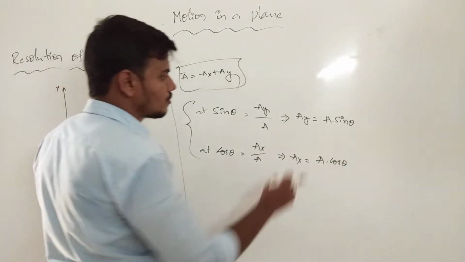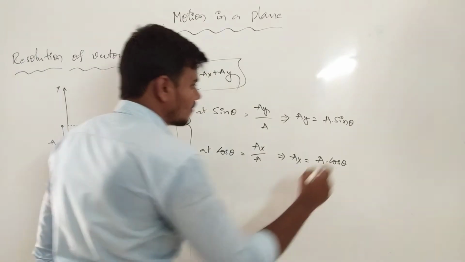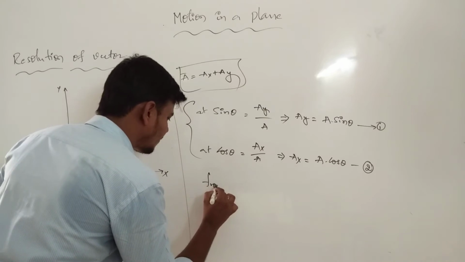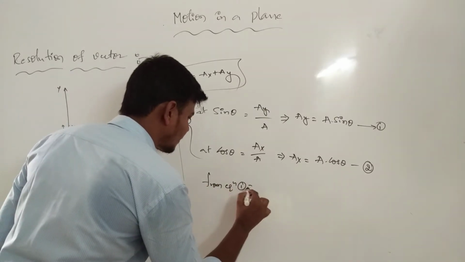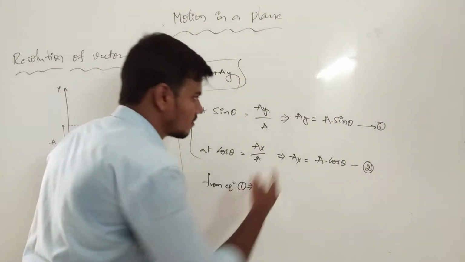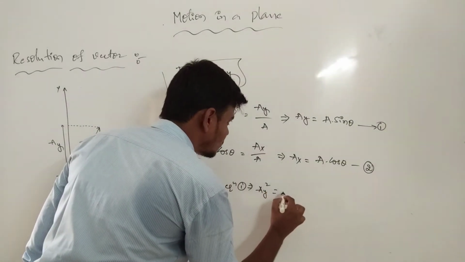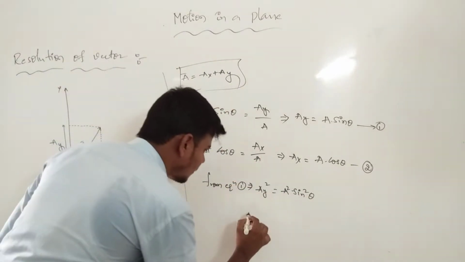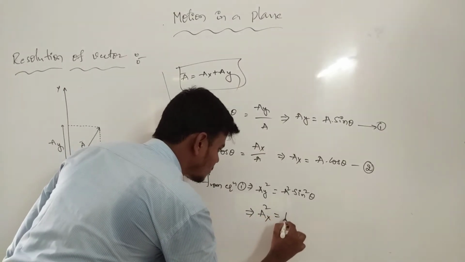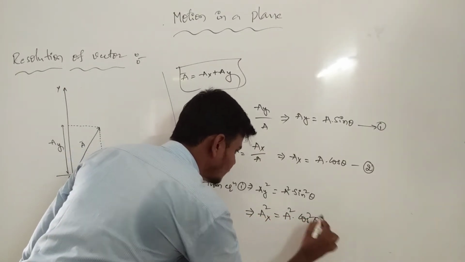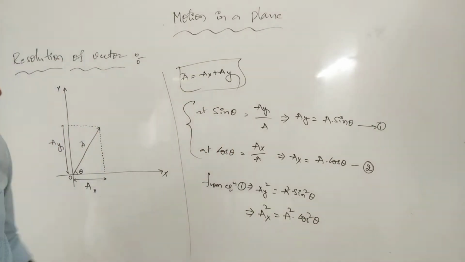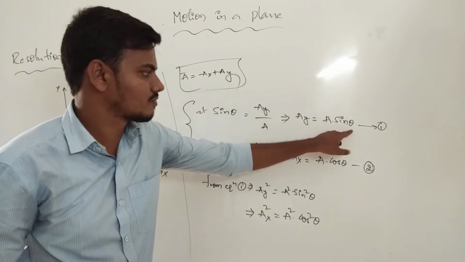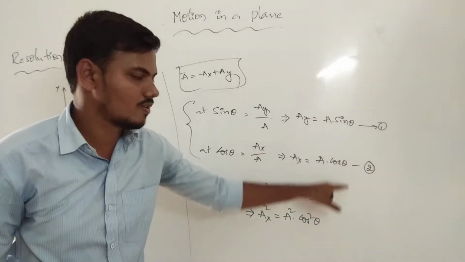Both sides we are introducing to the square position, both sides squared. Okay, from equation number 1 and equation number 2. Now Ay square is equal to A square sin square theta. Clear? Now Ax square is equal to A square cos square theta. First we are introducing Ay square, both sides squared. Clear one. Now Ay square is equal to A square sin square theta, Ax square is equal to A square cos square theta.